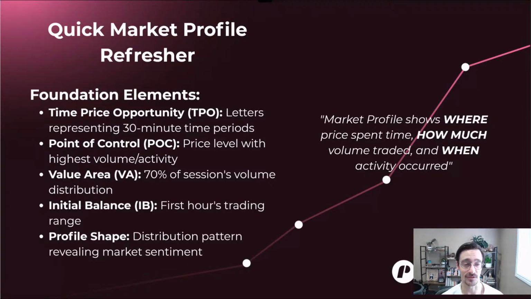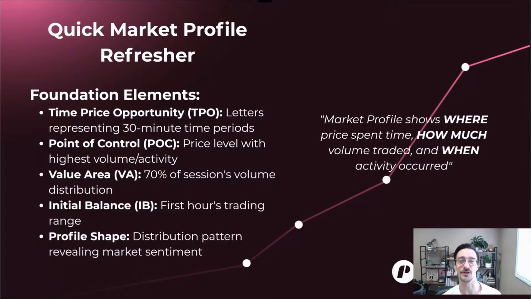And it's pretty simple. The point of control is just the price level where the highest volume has been traded. So don't worry if this is confusing. We're going to have lots of examples. I am getting better about adding more examples because I know a lot of people are visual learners. I think it helps more. So the point of control, price level with the highest volume, and then you have your value area.